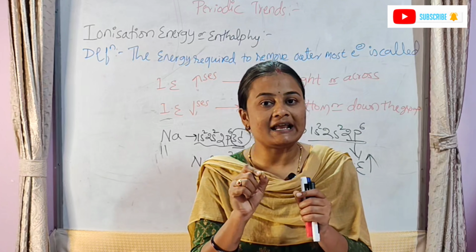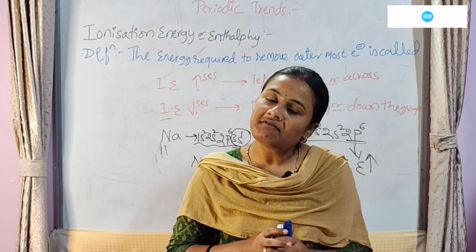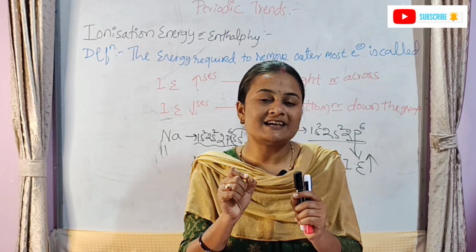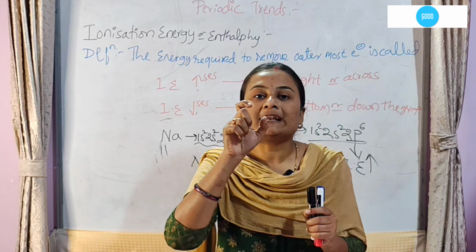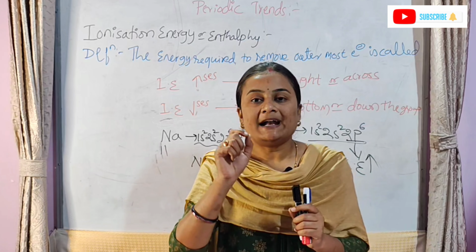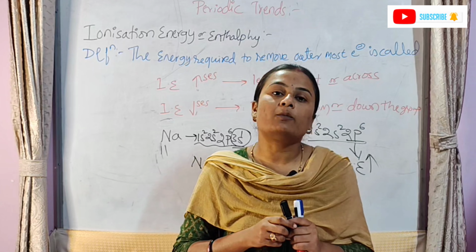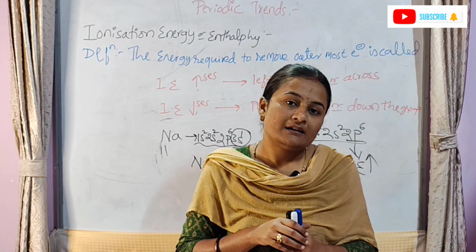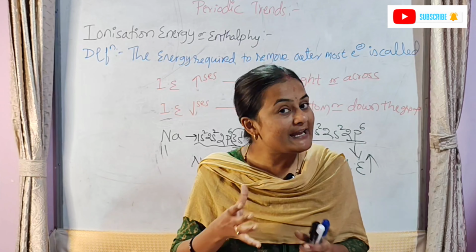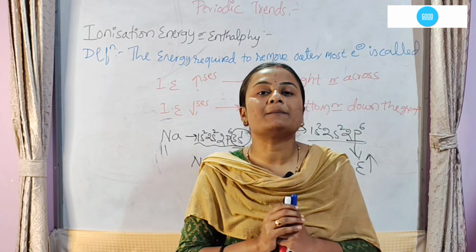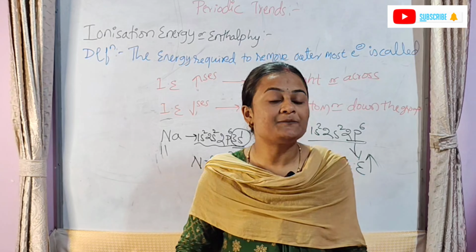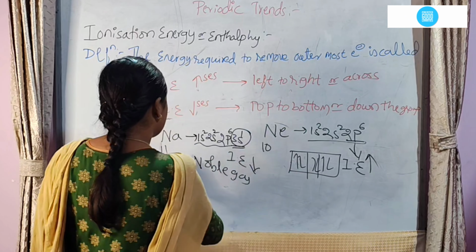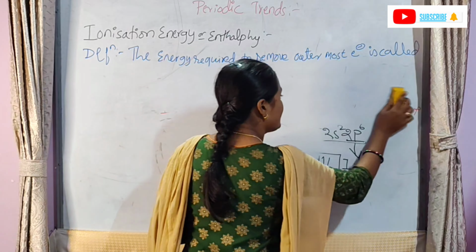Ionization energy means the energy required to remove the electron present in the valence shell, that is the outermost electron. From left to right in the periodic table, the ionization energy increases because the atomic radius decreases. From top to bottom in the periodic table, that is down the group, atomic radii increase, therefore the ionization energy decreases. Atomic radii and ionization energy are inversely proportional.